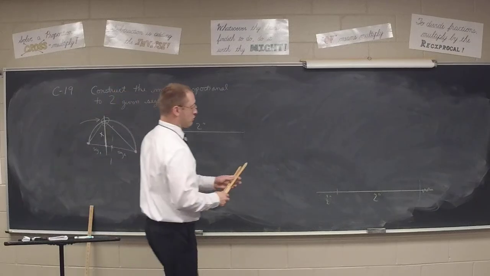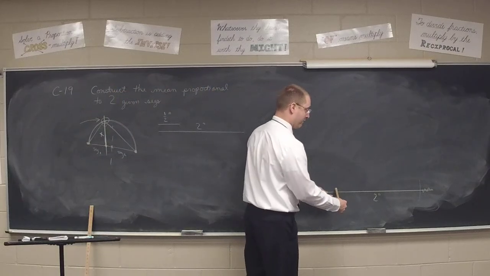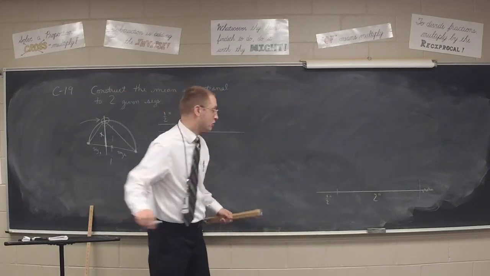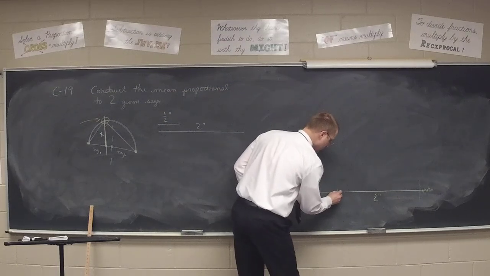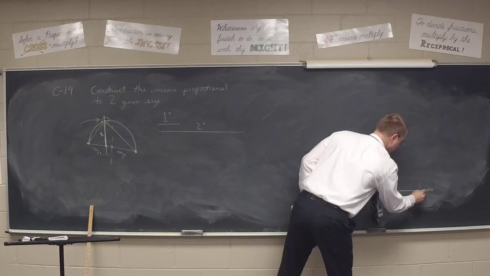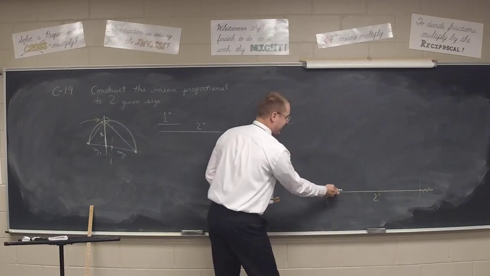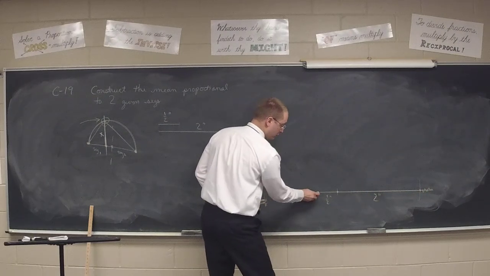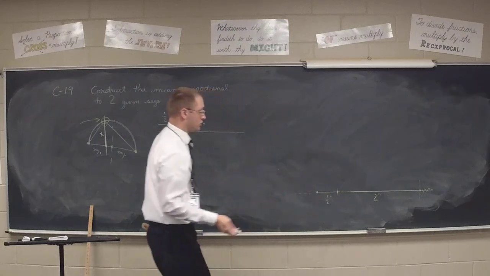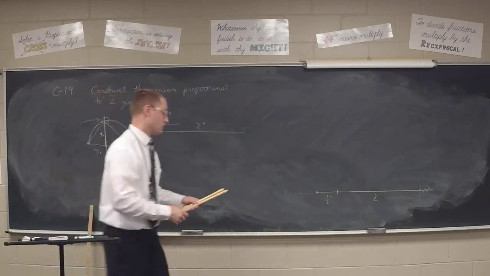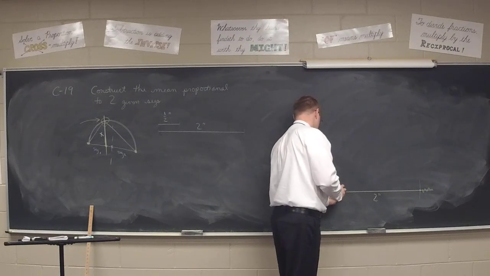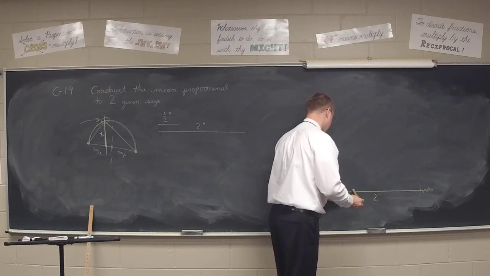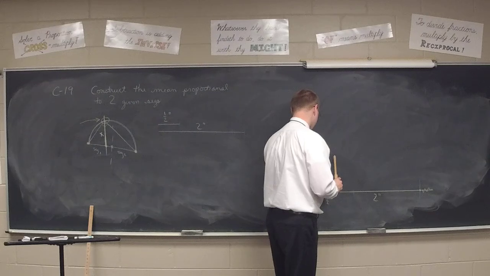Now, for some of you, opening your compass less than 1/2 may be problematic. So what you could do is dot these 3 points. You may extend this line a little further out if you need to. Just use the straight edge to do it. I'm not going to, but you may need to with your compasses.